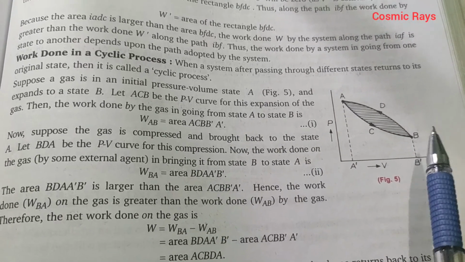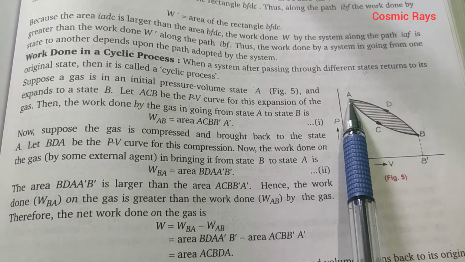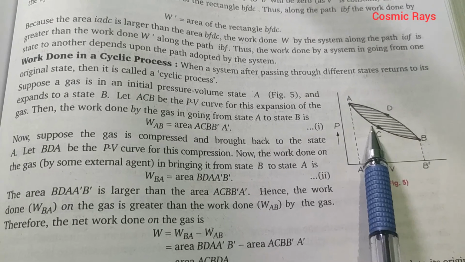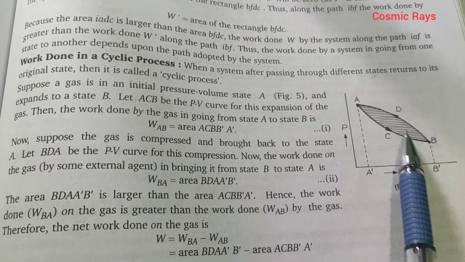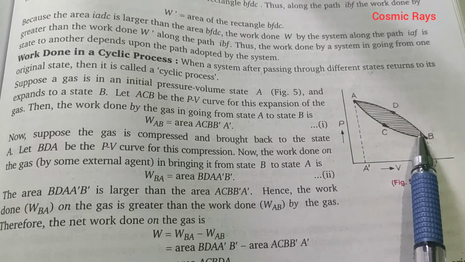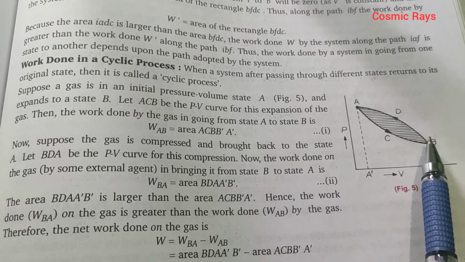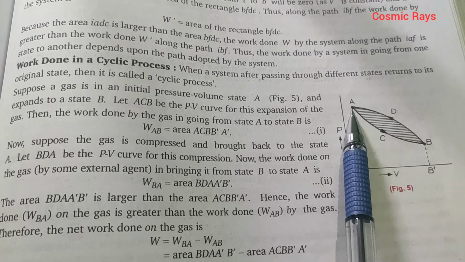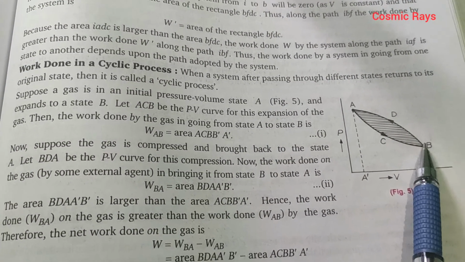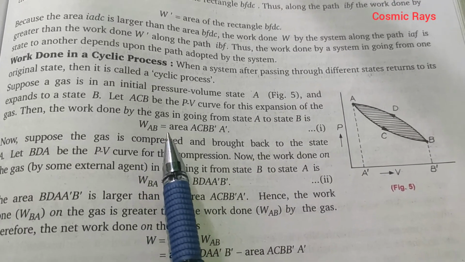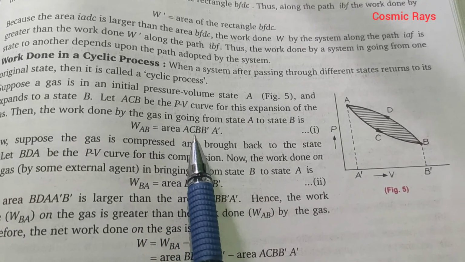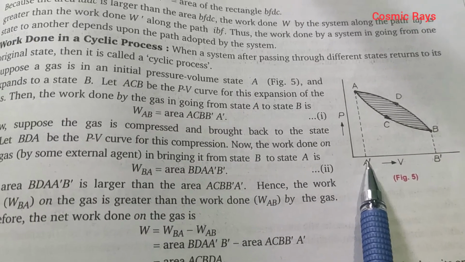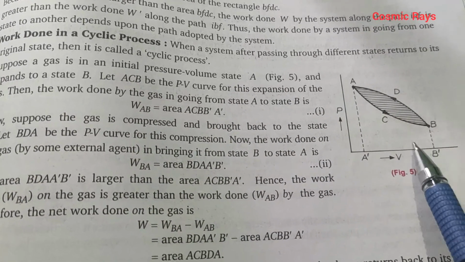Now if the expansion takes place, we show it from the point A, C, B. So the curve ACB is denoting the expansion of the gas, and work done by the gas in going from point A to point B, or from state A to state B, will be given as work done AB is equal to area ACB B prime A prime, meaning this portion.